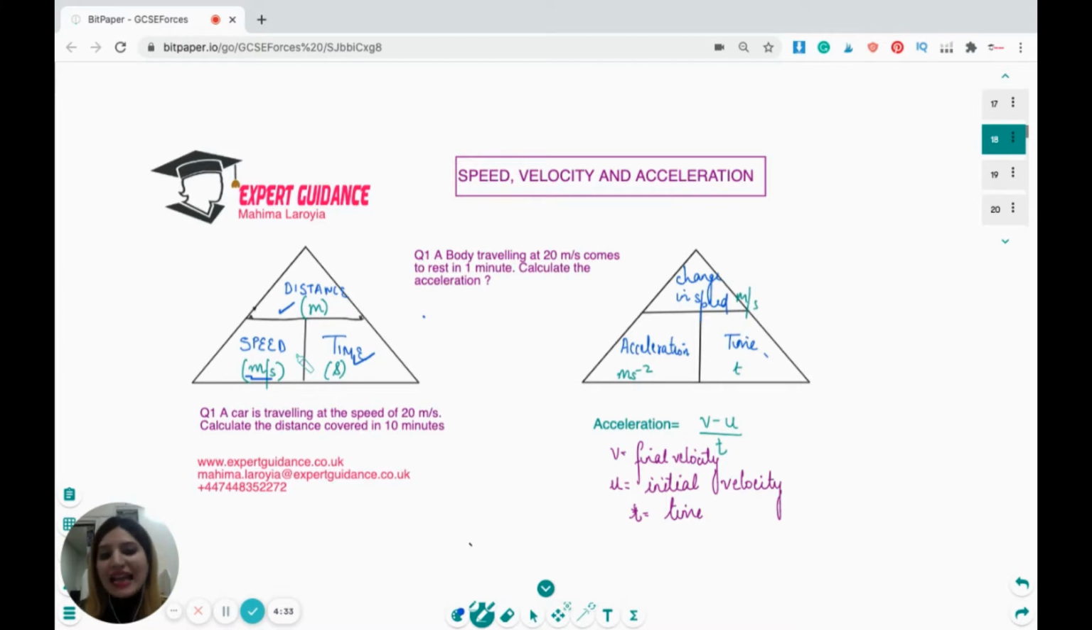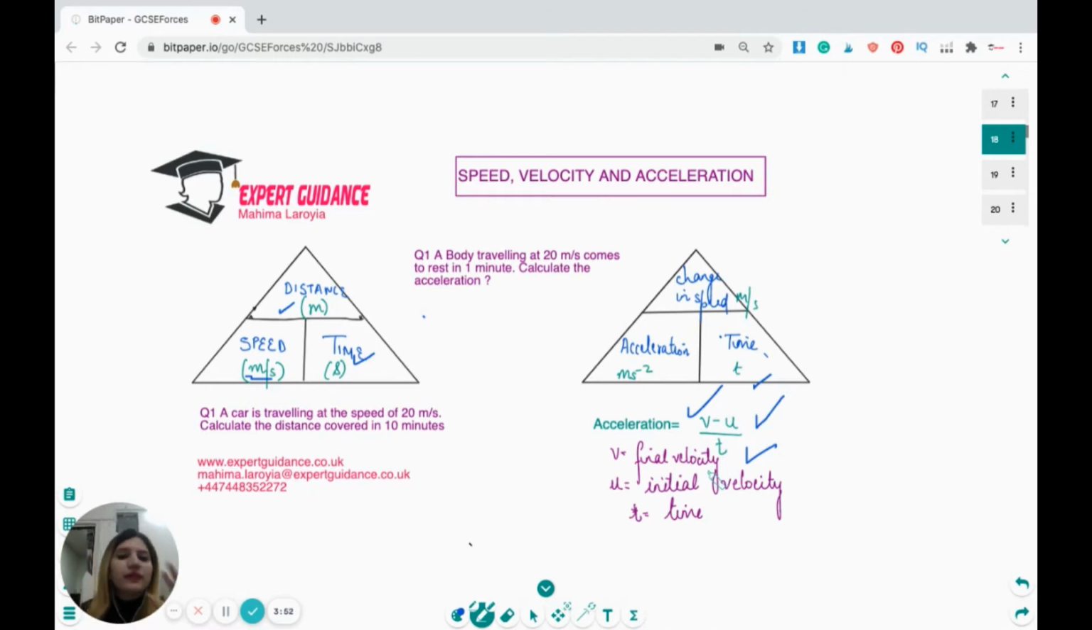Now, what is acceleration? Acceleration is change in speed over time. Now, what is change in speed? It is the final velocity, which is v, take away the initial velocity, which is u, divided by the time. Remember, the time has to be in seconds. Okay, so these are the two important triangles you need to remember with the units, and you can also use this triangle to define these quantities if asked in the exam. So what is speed? Speed is distance over time. What is distance? It is speed times time. What is acceleration? It is change in speed over time. And how do you work out the change in speed? We do final velocity minus the initial velocity.